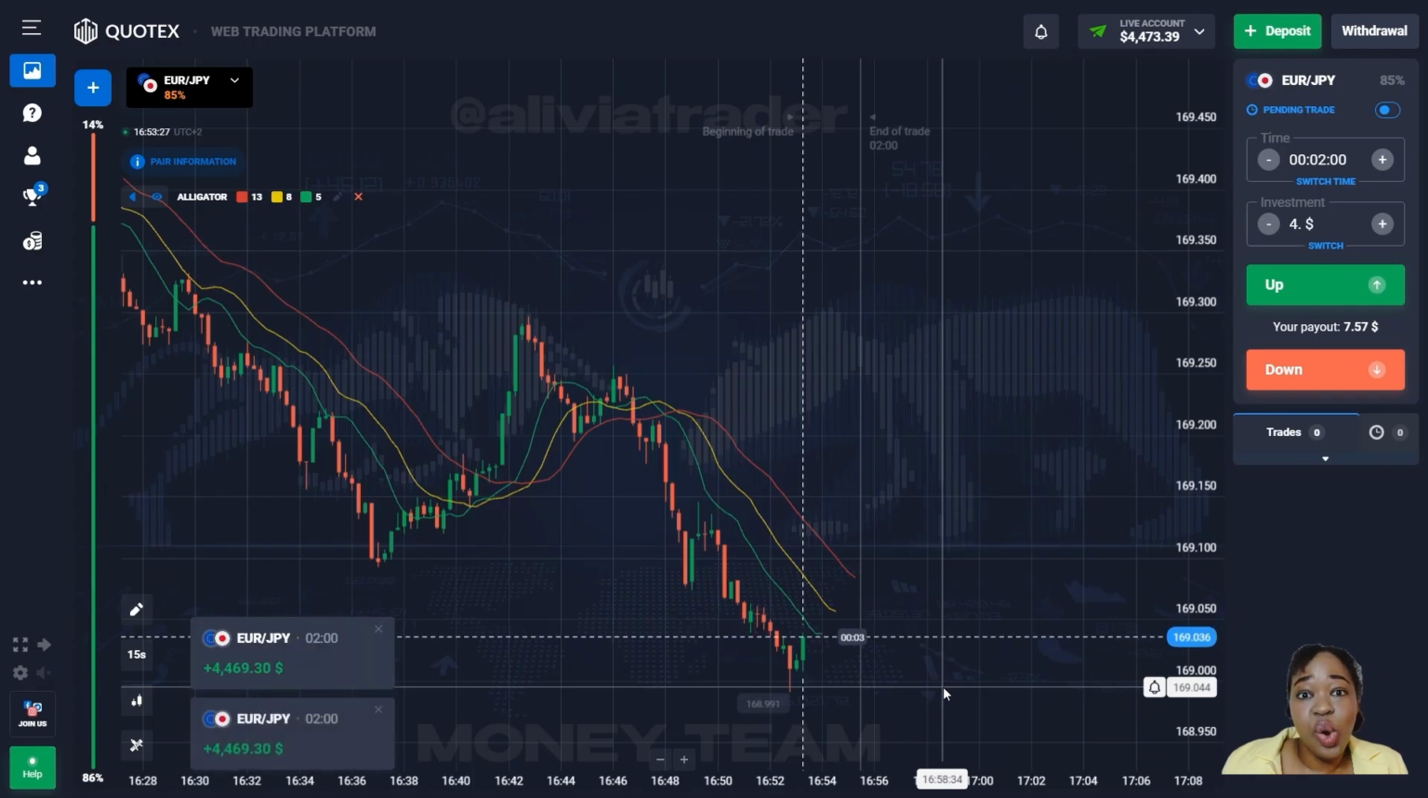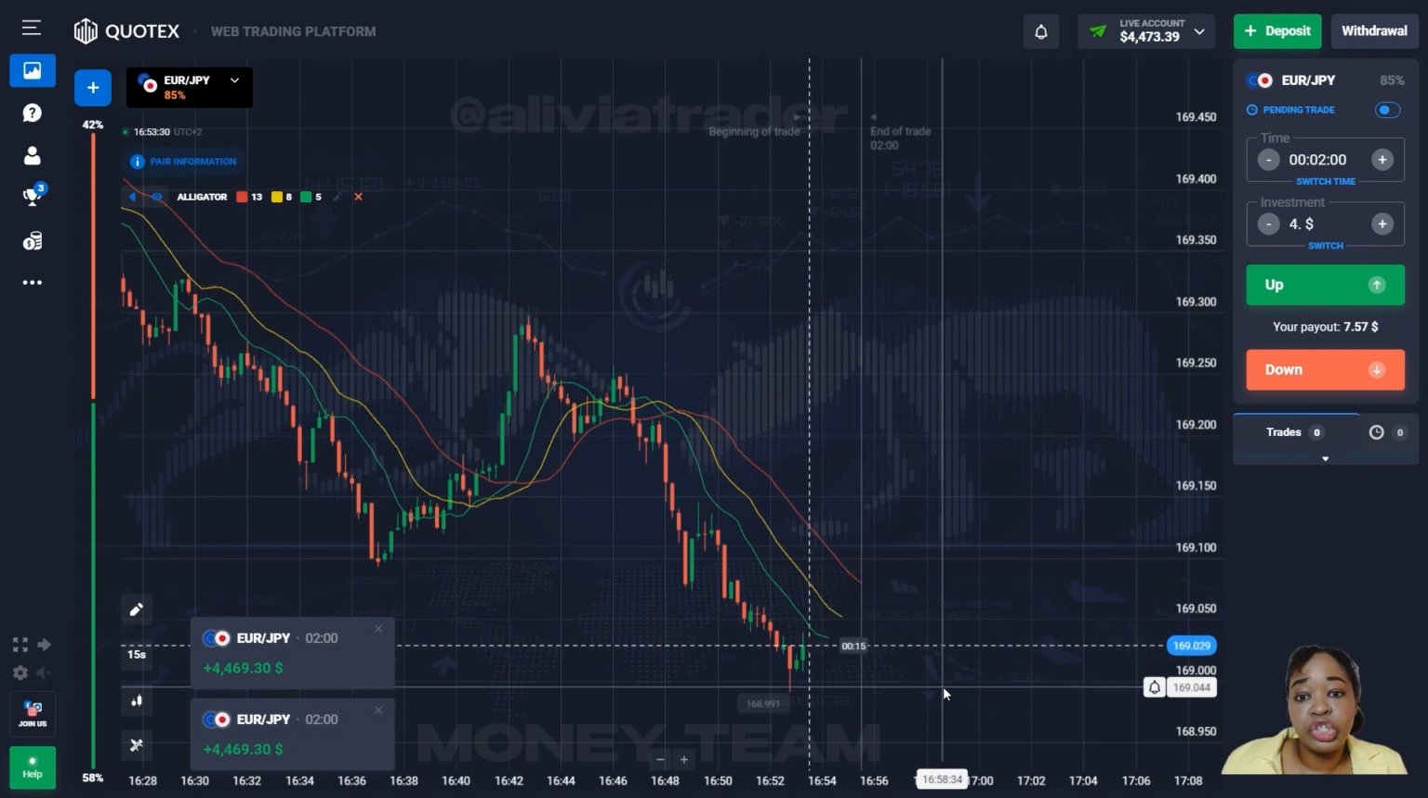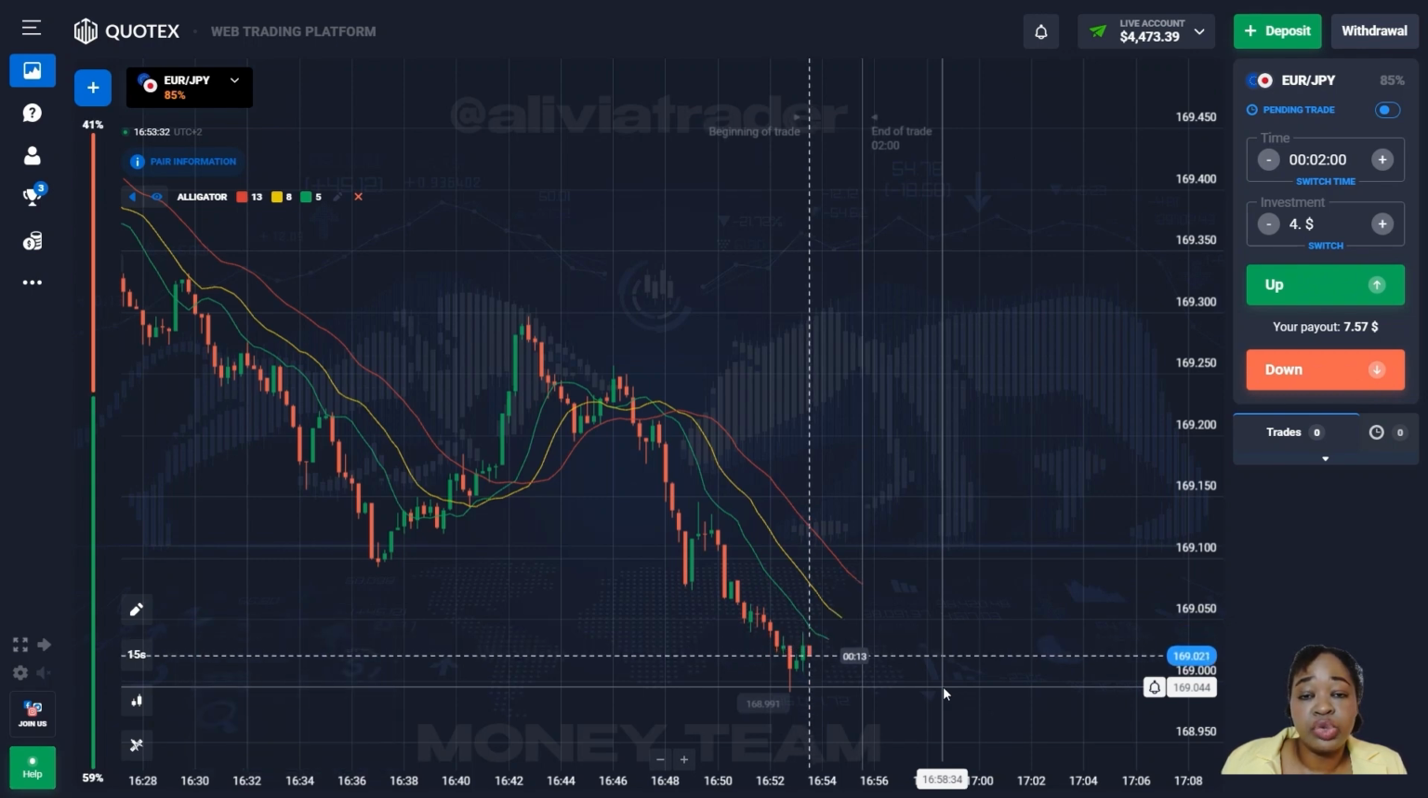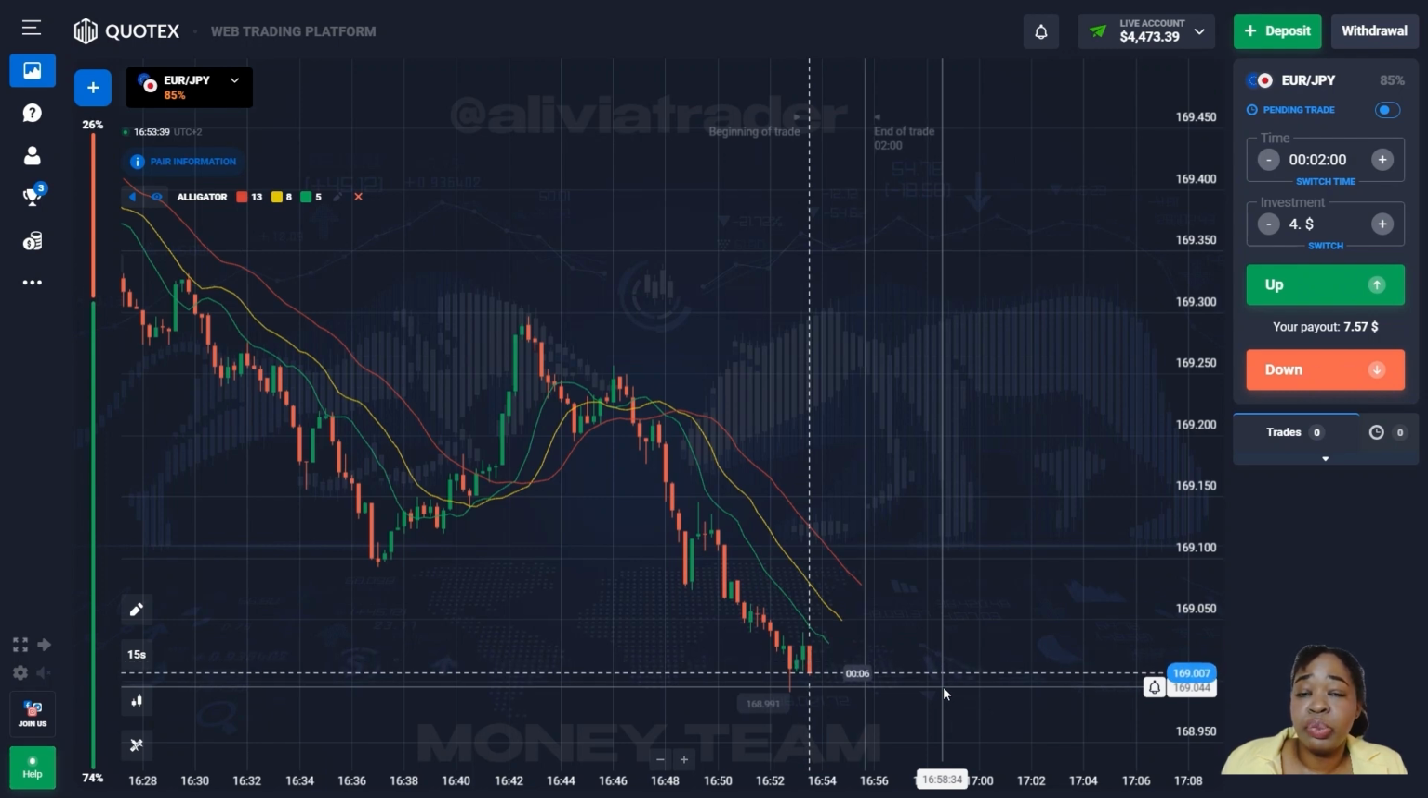This is pretty awesome. You can see the price continues to move downward in a downtrend, and here I made very good profit. In this situation, 2 minutes was quite enough, and this indicator showed me a very good entry point on which I made very good profit.